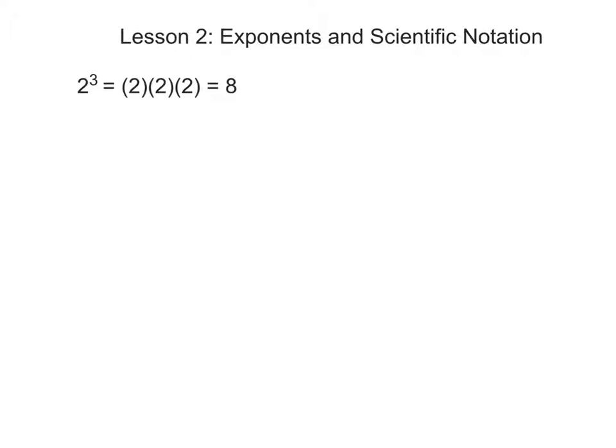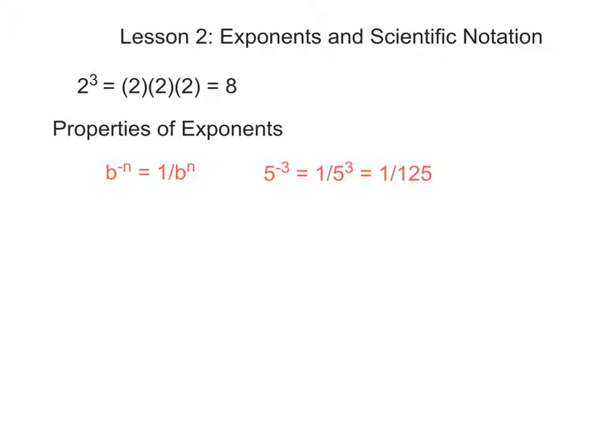But now let's look at properties of exponents. Let's start with the negative exponent rule. Whenever you have a negative exponent, for example, b to the minus n, that is equal to 1 over b to the positive n. So if I had 5 to the negative 3, that would be equal to 1 over 5 to the positive 3, or 1 over 125.